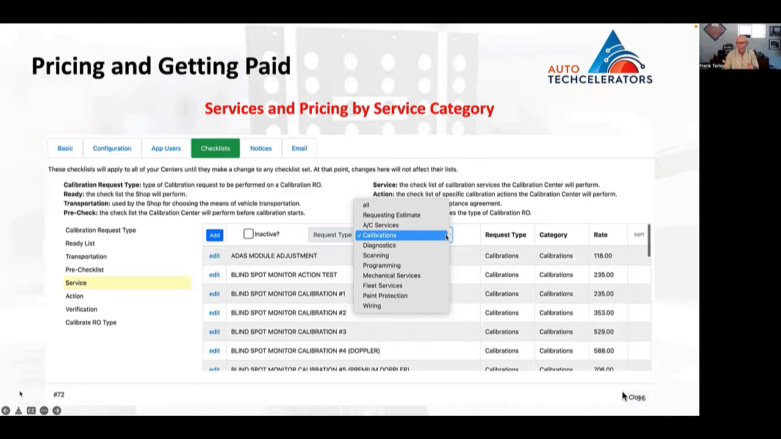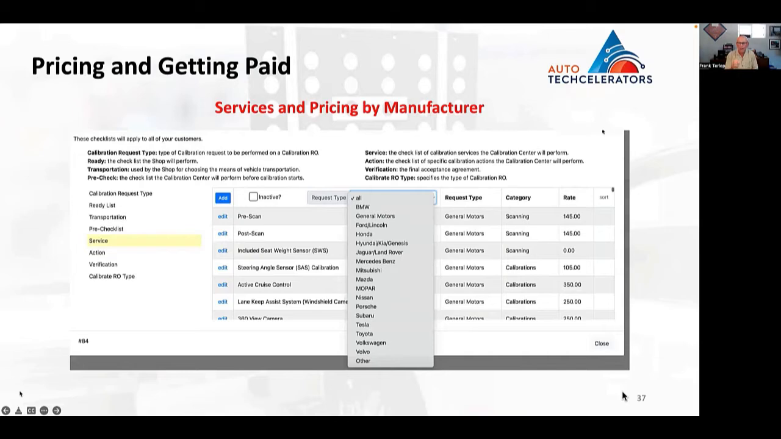And so then when you or the customer request their service, they're going to say, I want a calibration, I want a diagnostics, whatever. But what we're finding out now more recently is we believe there's a better way. We believe the better way to organize and to present your pricing in ADAS service and calibration pricing is by manufacturer. Now, why are we finding this to be better?